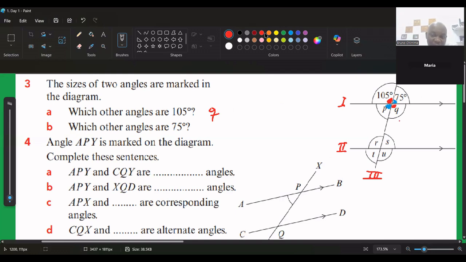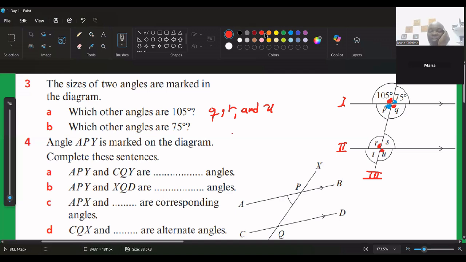You have pointed out Q. I agree. Which other ones? R and U. Correct. Because this U is a Z angle compared to 105. And T and R is an opposite angle to U, right? Yes. So by virtue of that, indeed, you got it. Q, R, and U. Very good.